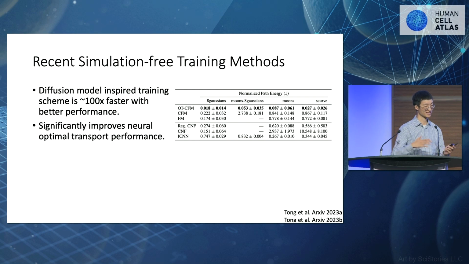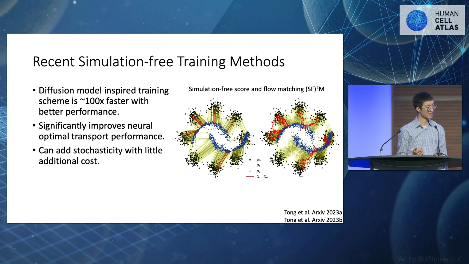And so the performance is much higher, in this case, over the previous methods where we had to integrate over time. Furthermore, you can add stochasticity. This is one of the problems with our previous methods. You could do ODEs, but not SDEs. And this way, you can do SDEs with very little additional cost. We call this simulation-free score and flow matching.